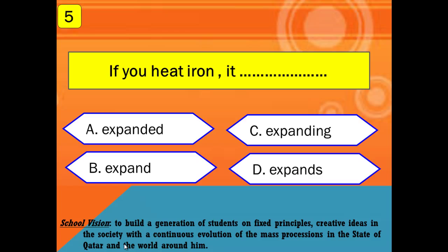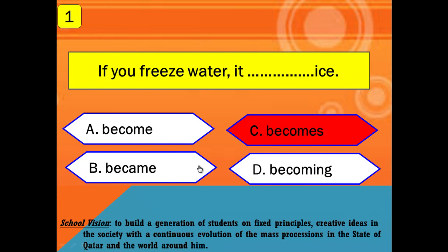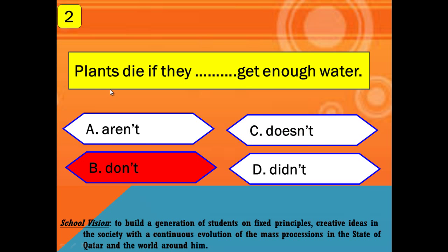Now let's check your answers. For sentence number 1, the correct answer is becomes. If you freeze water, it becomes ice. We choose becomes here because the verb is preceded by the pronoun it. Okay. For number 2, plants die if they don't get enough water.